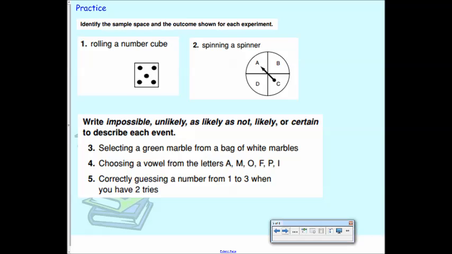So this would be, what's the probability of rolling a 5? 1 out of 5. Guys, you're doing this at your boards. And 2 is what's the probability of it landing in A. All right, here you're using the words. So don't forget your sample spaces for the first 2, go.